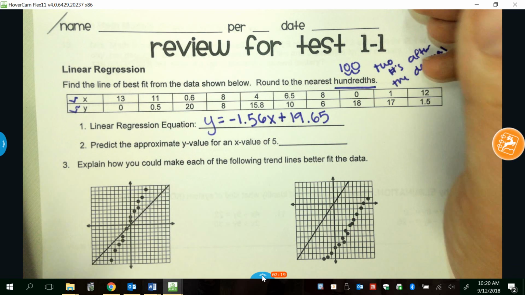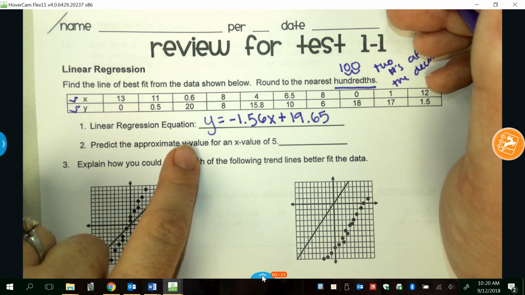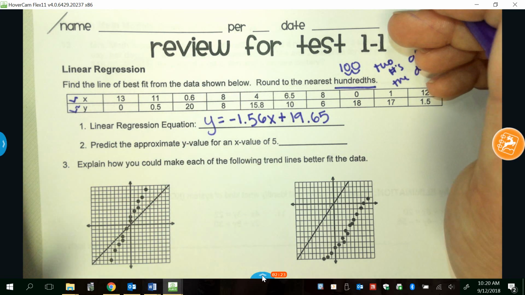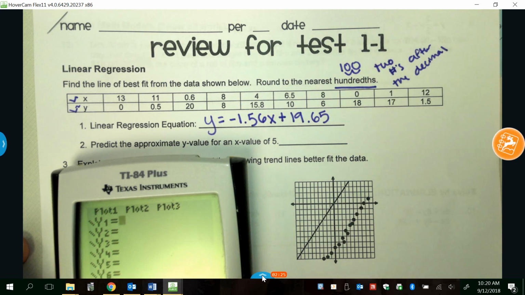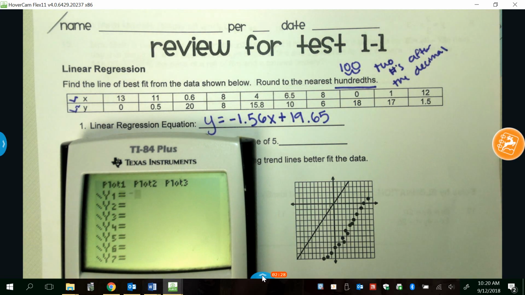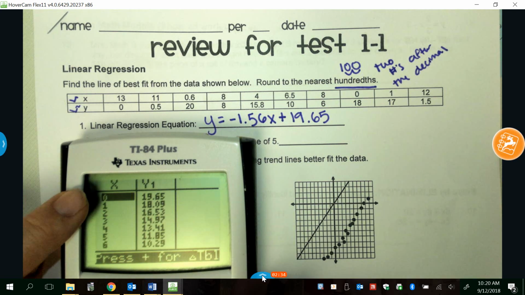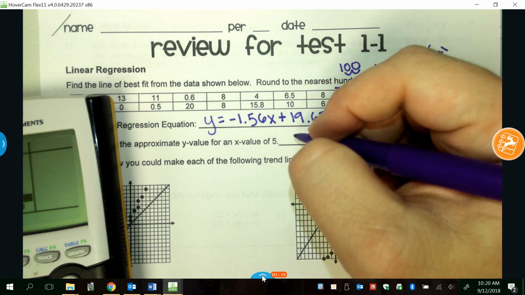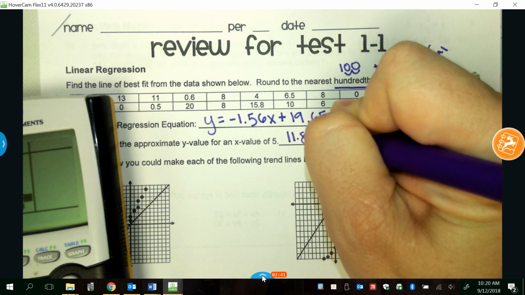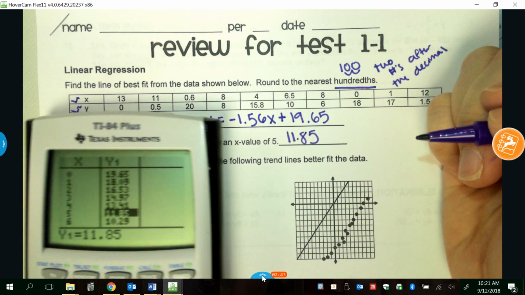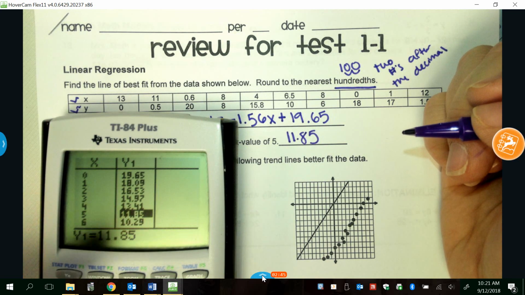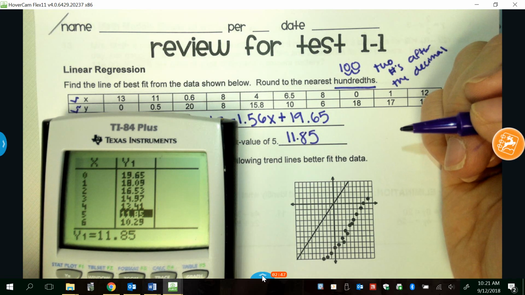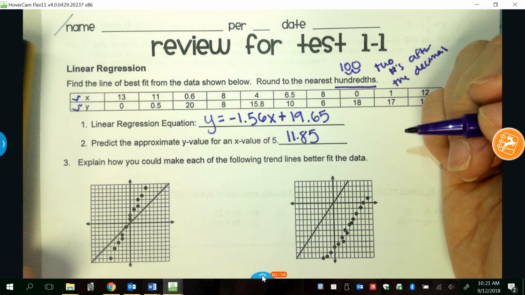Okay, now it asks me to predict. It says to predict the approximate y value for an x value of 5. So we can type this equation in our calculator. So I have negative 1.56x plus 19.65, and I'm going to go to my table. I'm looking for x is 5, what's y? So this will be 11.85. So again, I'll show you. So when x is 5, y is 11.85. Right?